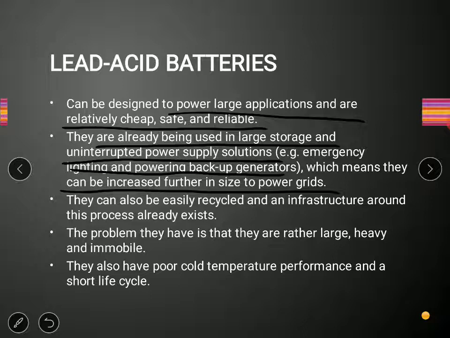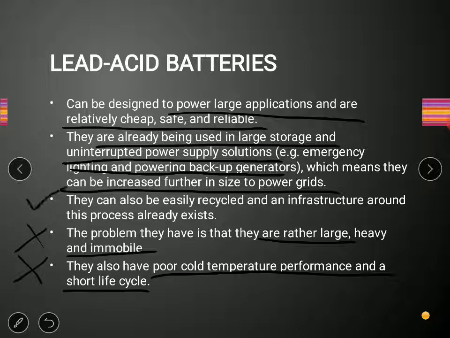They actually are very large, heavy and immobile. So these lead acid batteries are large, heavy, immobile. Transportation becomes an issue, and at the same time they have poor cold temperature performance and a very short life cycle. So this is the problem with them. These are the drawbacks.